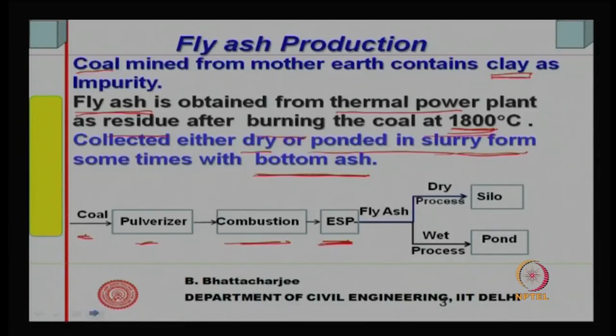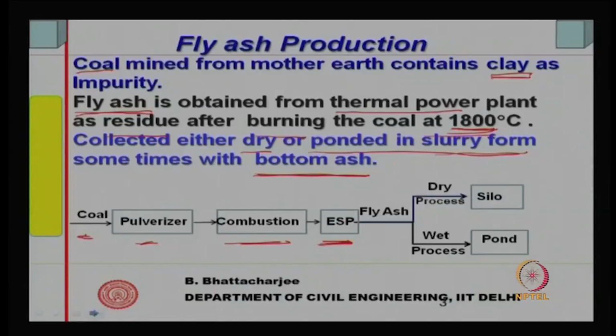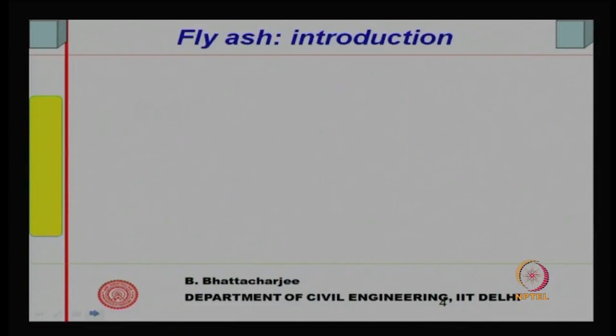It comes from mother earth along with the coal. The coal gets burned into carbon dioxide, etc., but the silica or the clay particles form the ash. All right. So, that is what fly ash is.